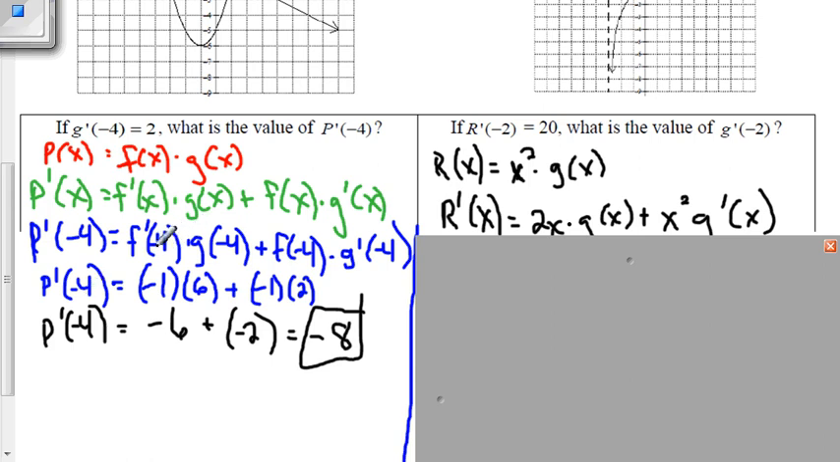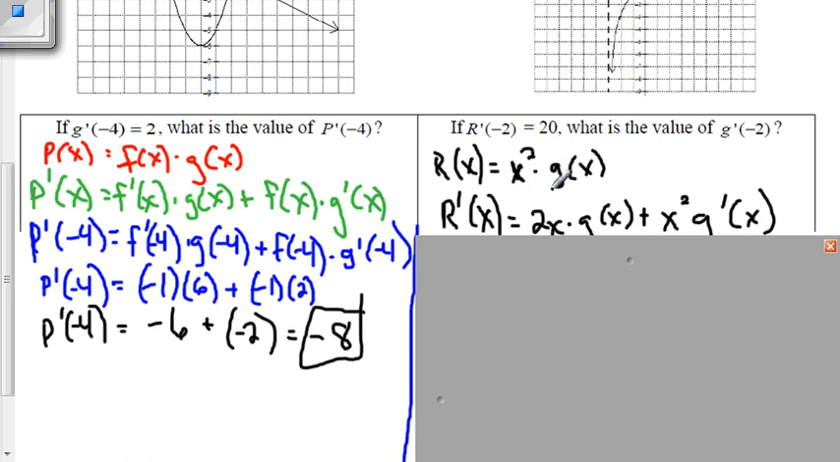Now I use what I know about the derivative, which is the slope of the tangent line. So for f prime of negative 4, the slope is negative 1. They told us what g prime of negative 4 was. You could find it by looking at the graph up above, but it's a little confusing, so they told us that was 2. We know g of negative 4 is 6, f of negative 4 is negative 1. Now we find p prime of negative 4 equals negative 8.